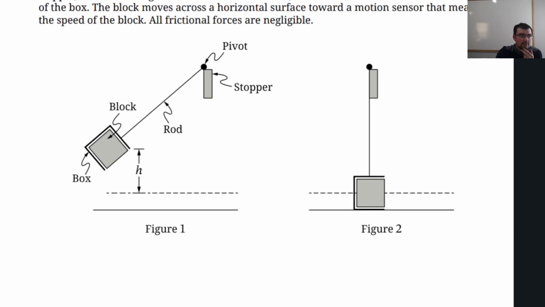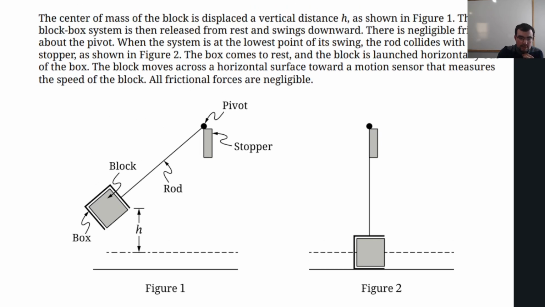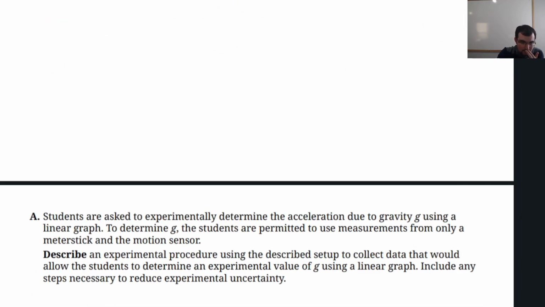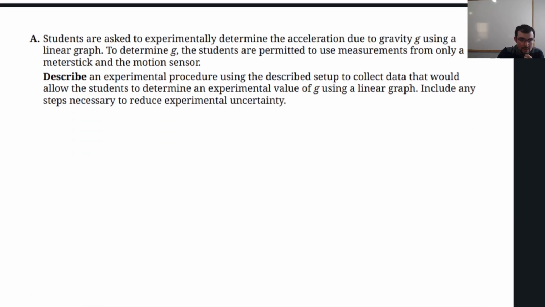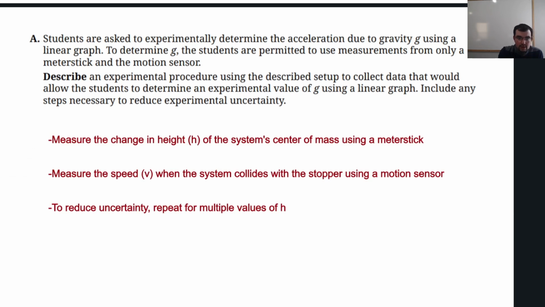So we're given access to a motion sensor as well as a meter stick. It's prompting us to use the meter stick to measure different heights, and we have a motion sensor, so we want to measure something. It explicitly says the motion sensor measures speed. So I'm not sure what else we could think of other than: measure the change in height of the system center of mass, h, measure the speed v when the system collides with the stopper, meaning at the bottom, and to reduce uncertainty, repeat for multiple values of h.